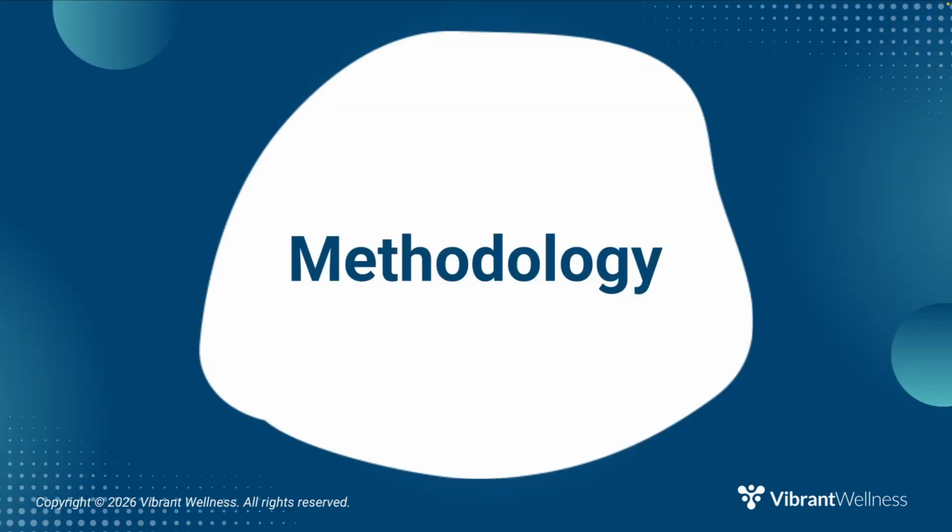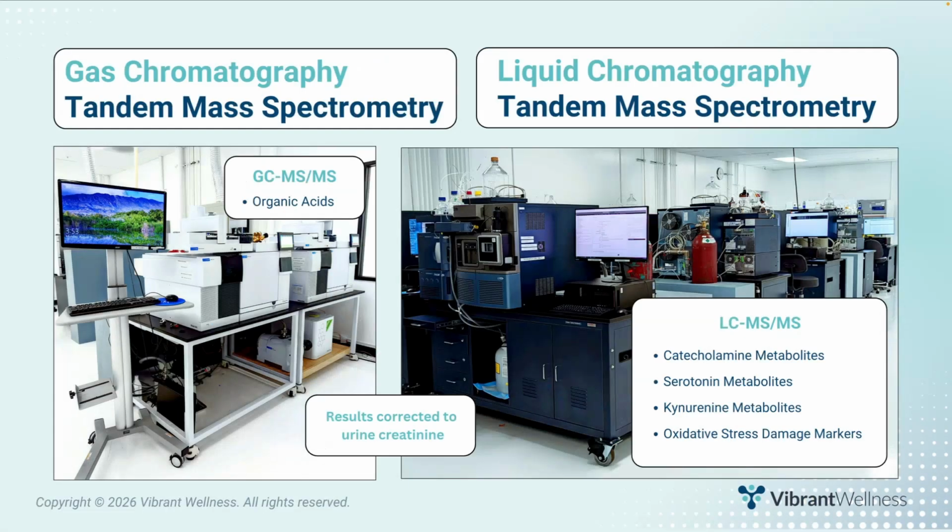Now let's talk about methodology. Vibrant Cellular Zoomer utilizes gas chromatography tandem mass spectrometry, GCMS-MS, for quantitative detection of organic acids in urine samples. It also uses liquid chromatography tandem mass spectrometry, LCMS-MS, for quantitative detection of catecholamine metabolites, serotonin and kynurenine metabolites, and oxidative stress damage markers. These are powerful analytical techniques that combine the separating power of gas or liquid chromatography with the highly sensitive and selective mass analysis capability of triple-quadrupole mass spectrometry.